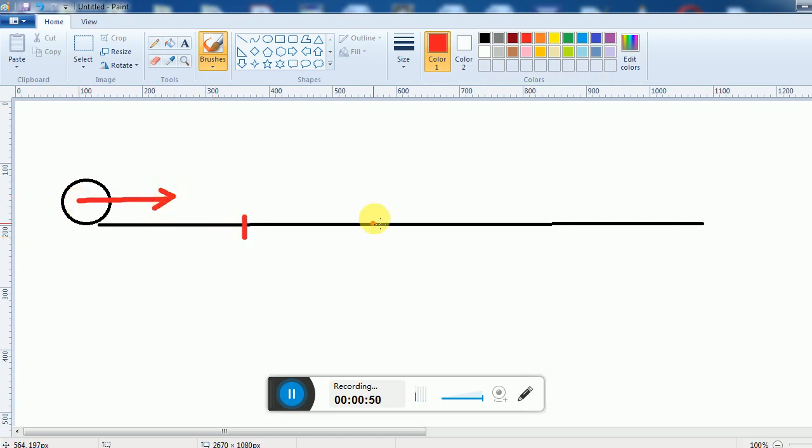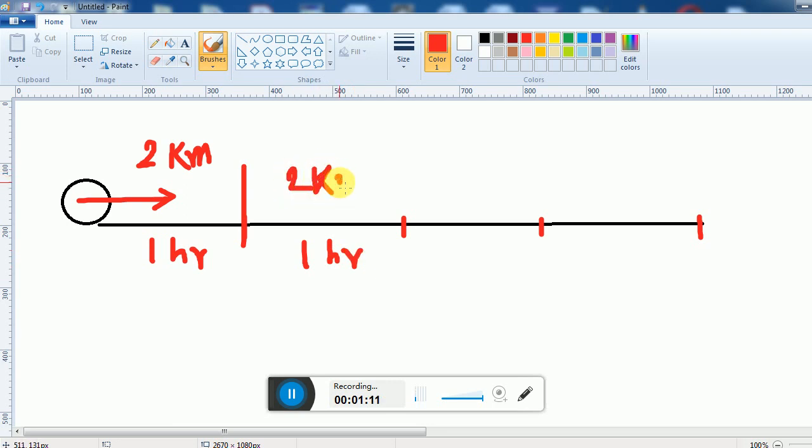So there are equal intervals and equal divisions there on the road. Suppose each and every 1 hour, it is covering equal distance, say it is 2 km. Again, the next 1 hour, it is covering 2 km. So what you can say? Each and every equal distance in equal interval of time. So then this is called uniform, or constant.